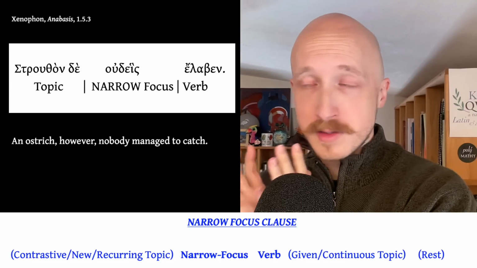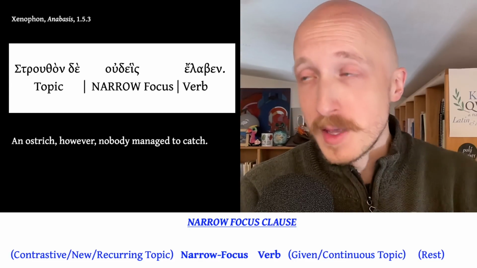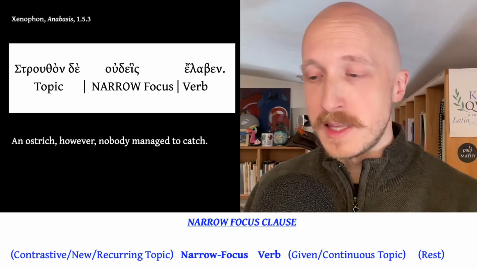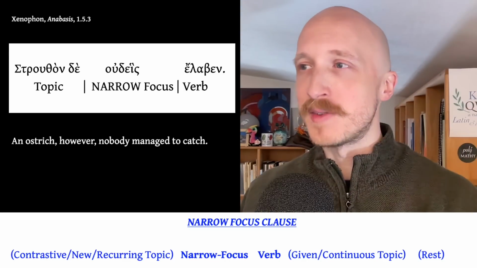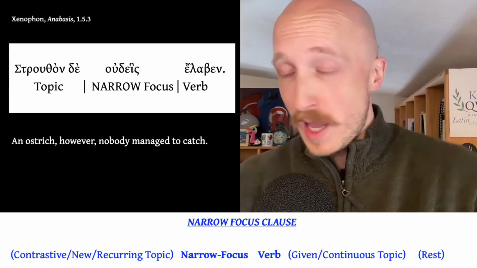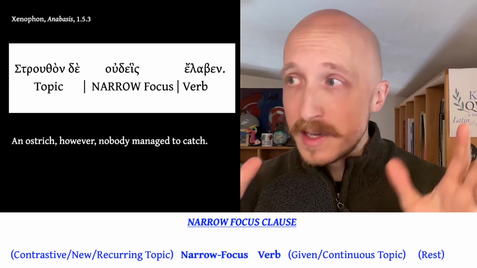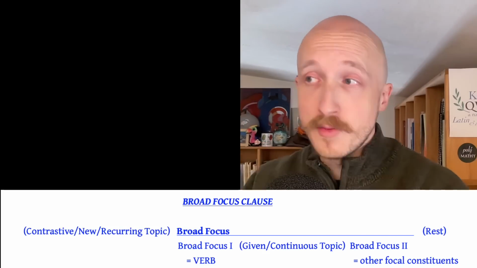The topic is the struton, and then the narrow focus is the udhes, and then the elaben. Now, differently from the others where we're asking questions, and then we're giving a narrowly focused answer to that very specific question, here we can kind of imagine, well, what about the ostrich? Did anybody catch an ostrich? Struton de udehes elaben.